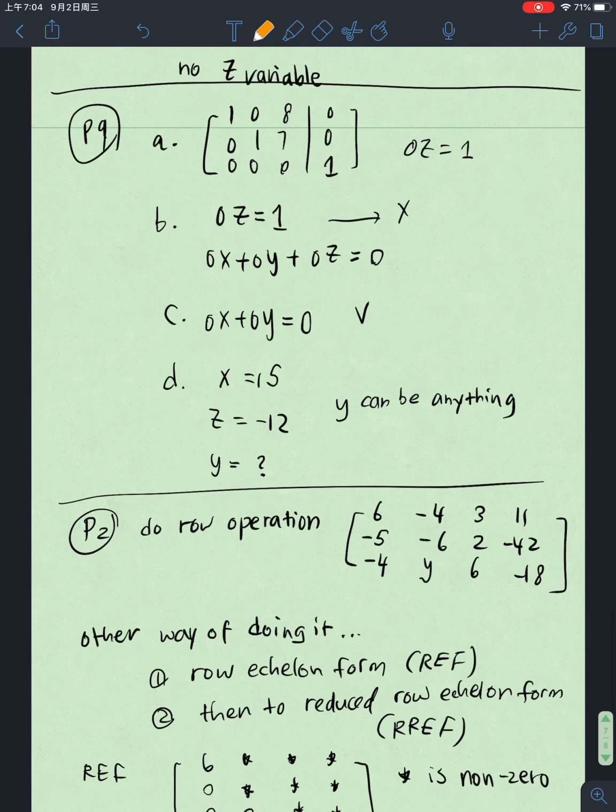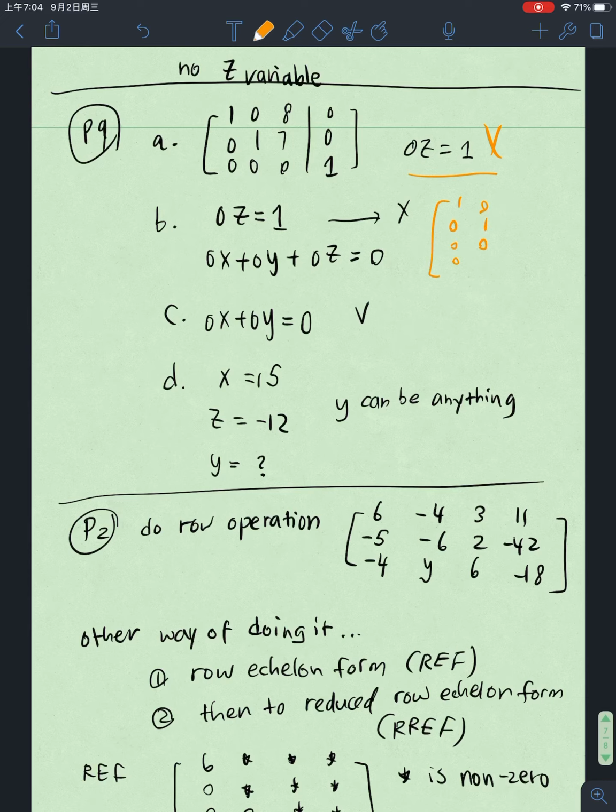Okay, problem 9. Problem 9 is really similar to problem 8. It's basically the same. If you feel like you don't understand it, just rewrite it in another form. Then you will get to know how it works. For A, it will be 0z equals 1, so it's impossible. And for the second one, I need to rewrite it.